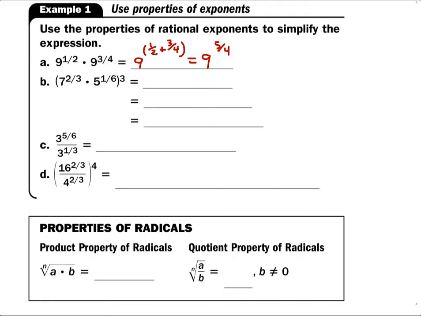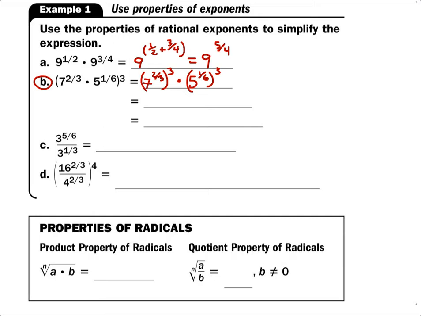is next. And in problem B, we have a product that is to the third power. So the first thing we need to do is understand that the third power applies to each of the pieces. So that's 7 to the 2/3 to the third. And then on the other side we have 5 to the 1/6 to the third.